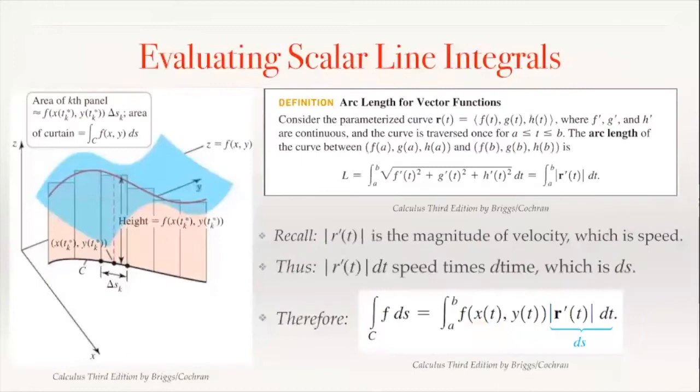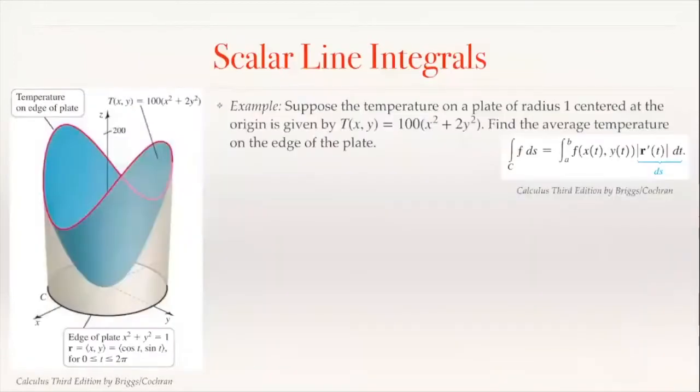Here's an example application. Here's a plate of radius 1 with a temperature distribution on that plate. Suppose that we want to find the average temperature on the rim of the plate. And suppose that this temperature distribution is given by T of x,y is 100 times (x squared plus 2y squared). That's depicted here, the blue paraboloid. What is the average temperature on the rim?